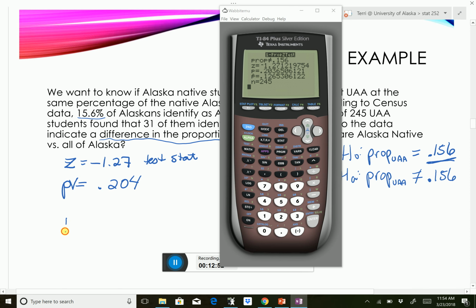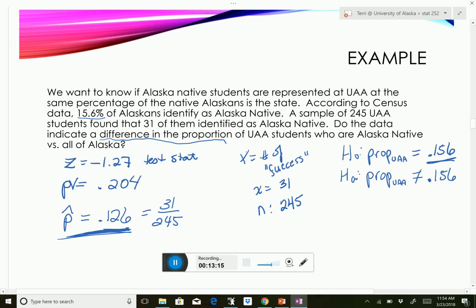It also reports my p-hat, which is nice. That was basically equal to 31 over 245, so this was my sample proportion. In my sample of UAA students, 12.6% were Alaska Native. That is different than what the census data says that Alaska as a whole is, 15.6%. However, p-hat only gave me 0.126. Now that's 3% different, but is that statistically significantly different?